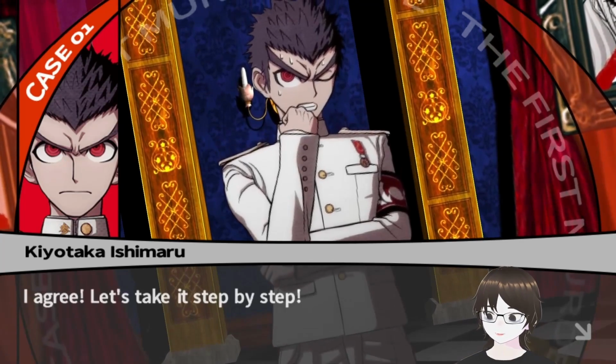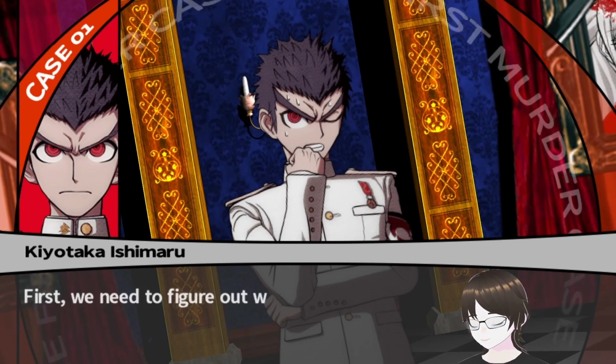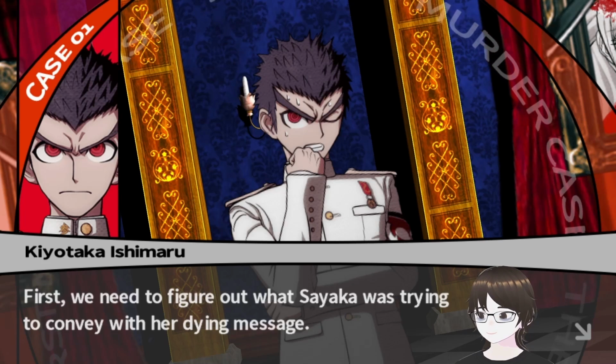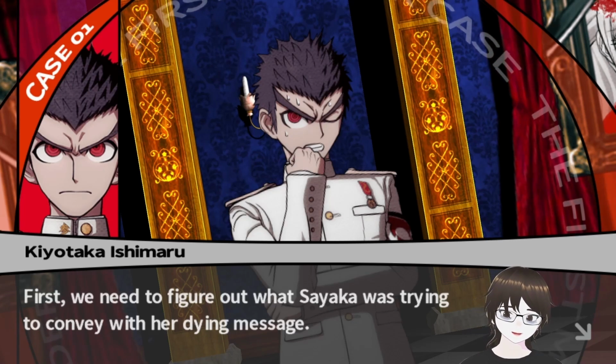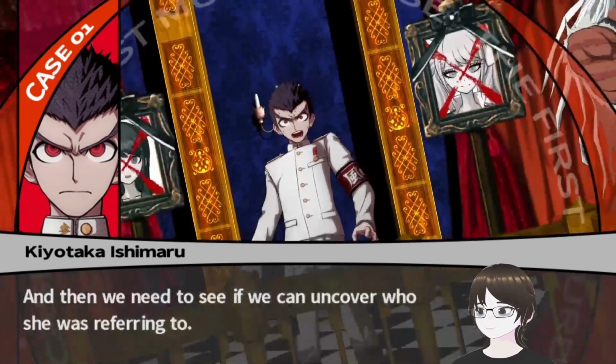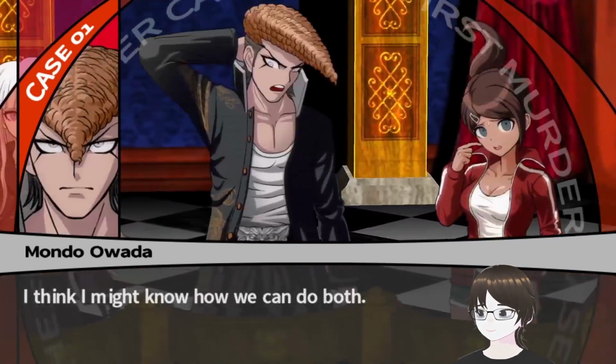Do we have time to go step by step? Maybe we should take the steps two at a time. First, we need to figure out what Sayaka was trying to convey with her dying message. Or get on all fours and climb up the steps, you know, like you do at home. And then we need to see if we can uncover who she was referring to. I think I might know how we can do both.